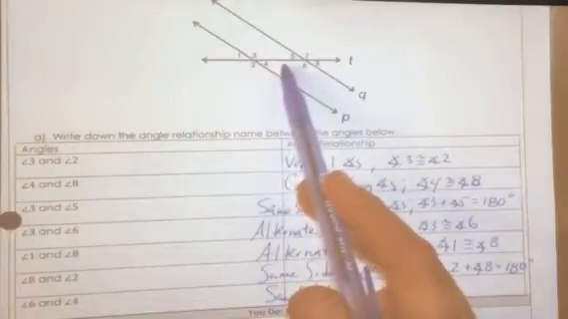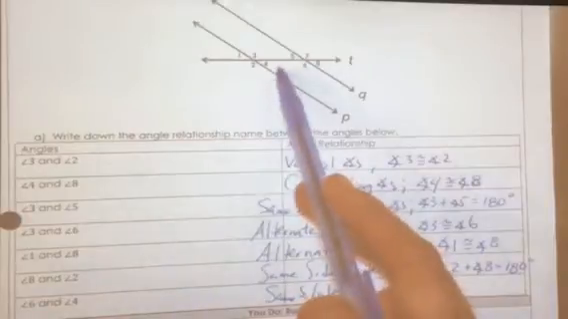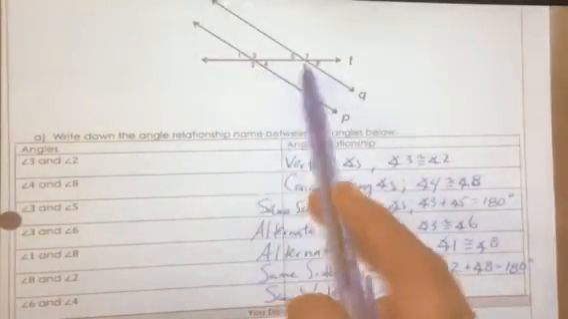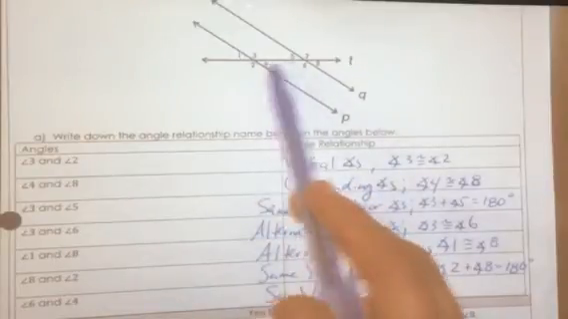So how could we do this? Well, we know 4 is supplementary with 2, and then 2 corresponds with 6. So that means that if 4 is supplementary with 2, then 4 is supplementary with 6.